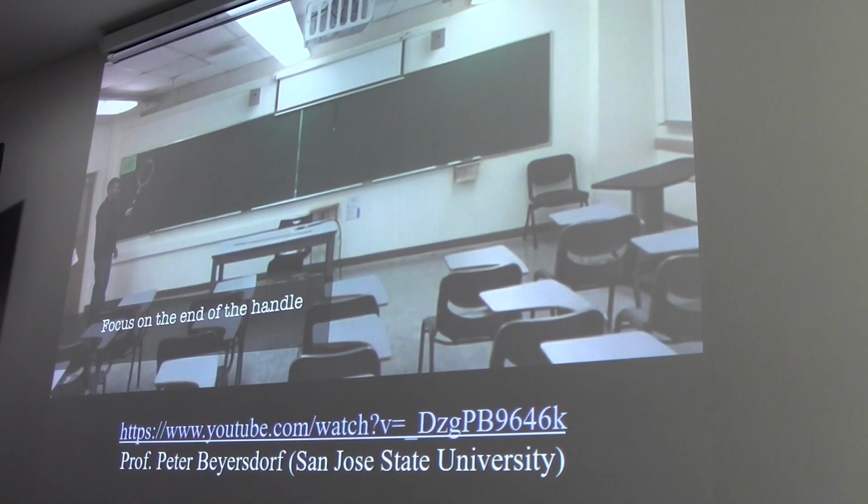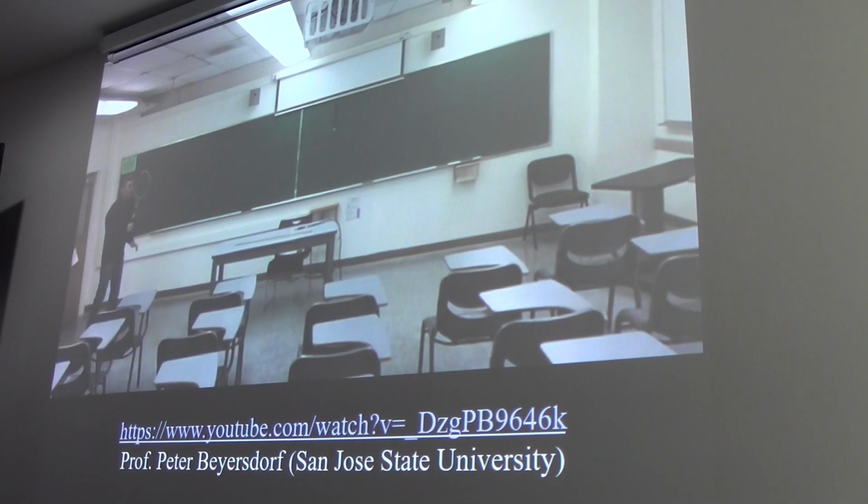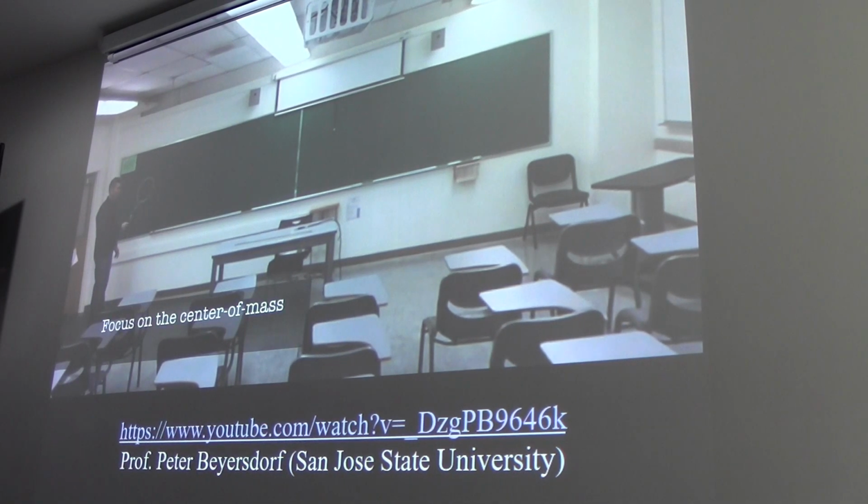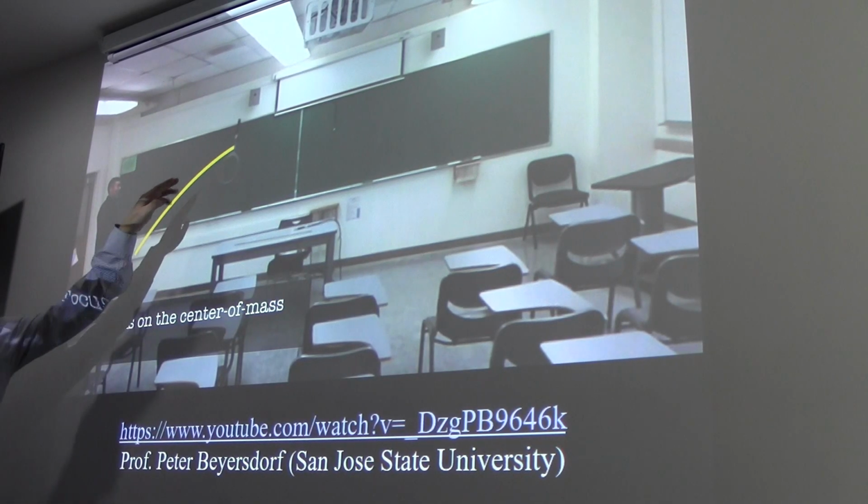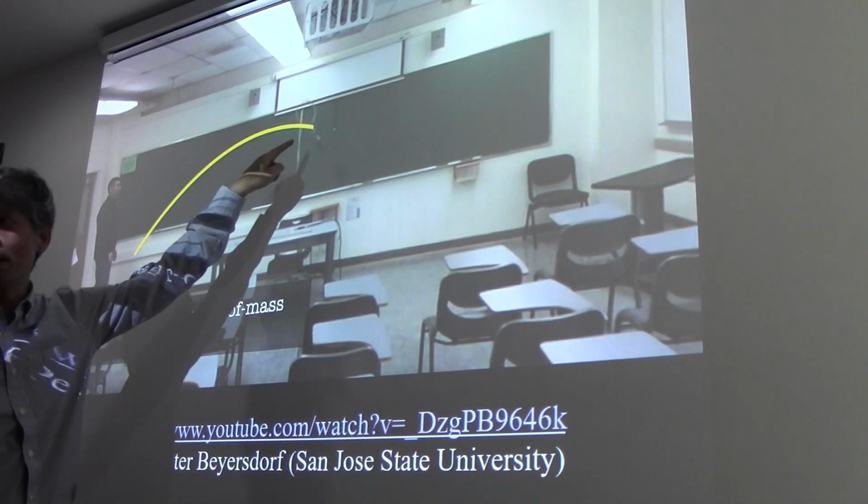But if you focus on the handle, it gives you very weird movement. It's called a cycloid. However, if you consider the center of mass, it gives you an exact parabola. This is called the center of mass.